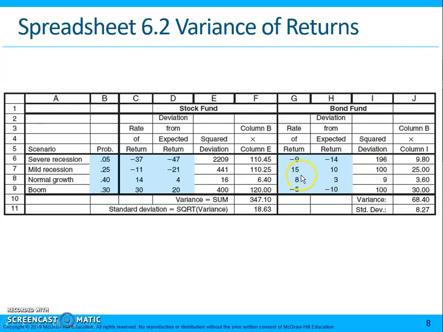We square those, multiply them by the probabilities, and sum them up, and we get the variance of 68.4. Take the square root of 68.4 to get the standard deviation of 8.27%. We'll refer back to these in the next slides when we calculate the statistics for a combined portfolio.